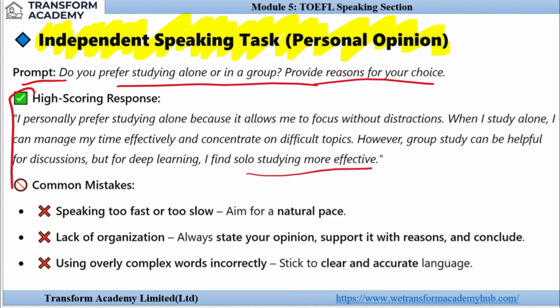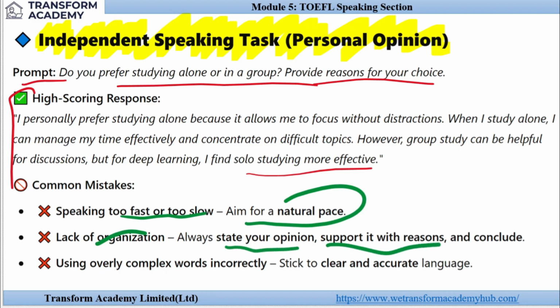Now, the common mistakes most students can have are speaking too fast or too slow. So, you have to aim for a natural pace. Lack of organization, so you always state your opinion, support it with reasons, and conclude it. Using overly complex words incorrectly, so you have to stick to clear and accurate language.